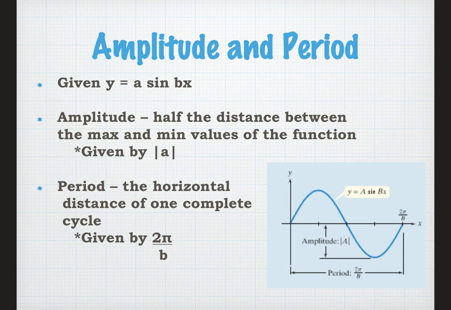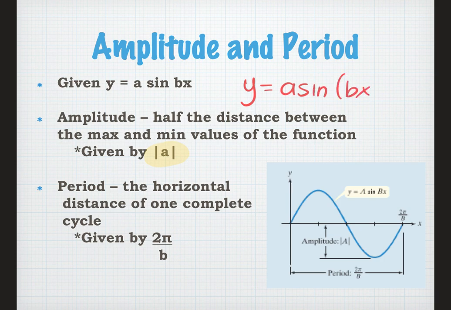Okay, the first thing we're going to identify is our amplitude and our period. Our amplitude is half the distance between the maximum and the minimum values of the function. So this is really how high your wave goes. How high it goes up or how low it goes is your amplitude. You find the amplitude by doing the absolute value of A, and this is when y equals A sine.